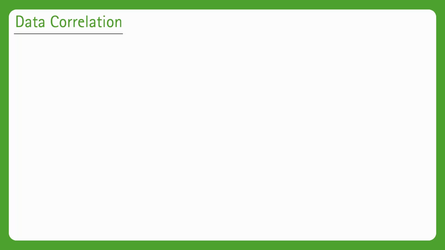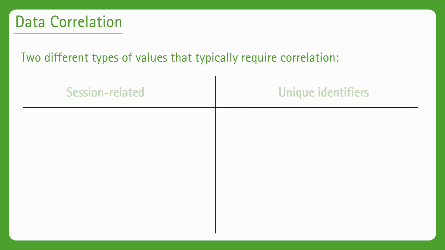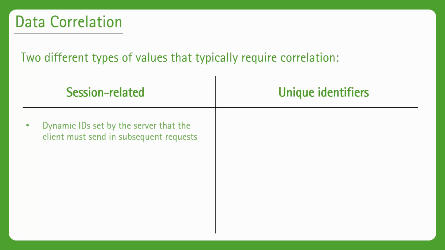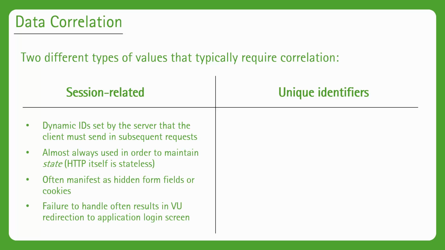With data correlation, there's typically two different types of values that you would want to perform correlation on, and those tend to fall into one of two categories. The values are either going to be session related or some kind of unique identifiers. Session related basically means it's got something to do with that user's session, as you might have guessed.